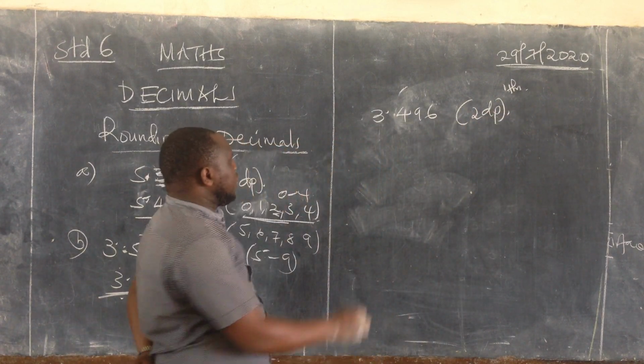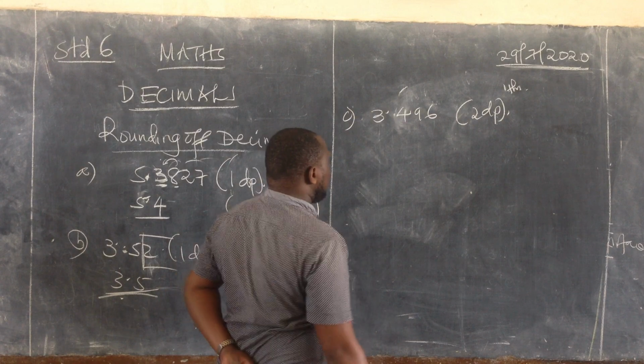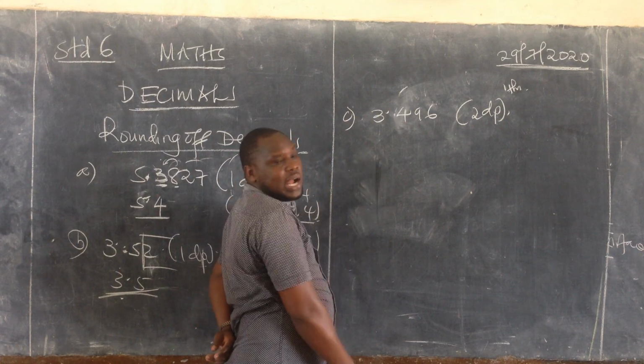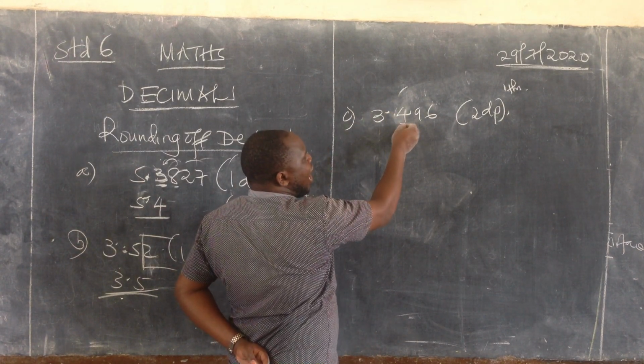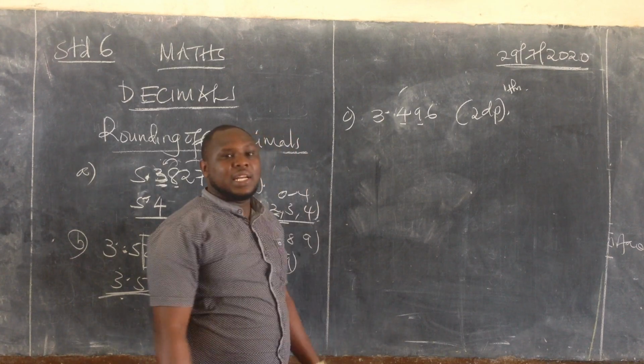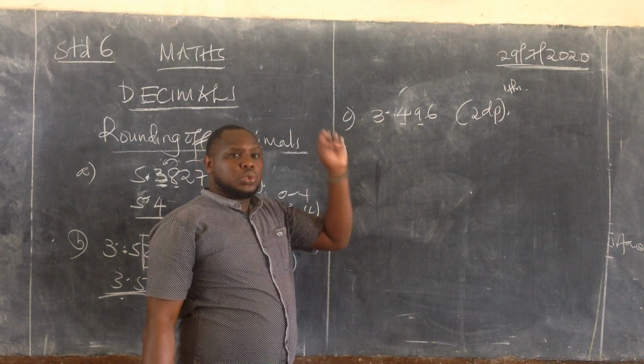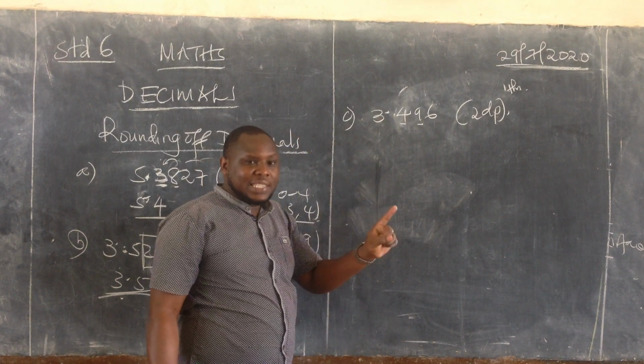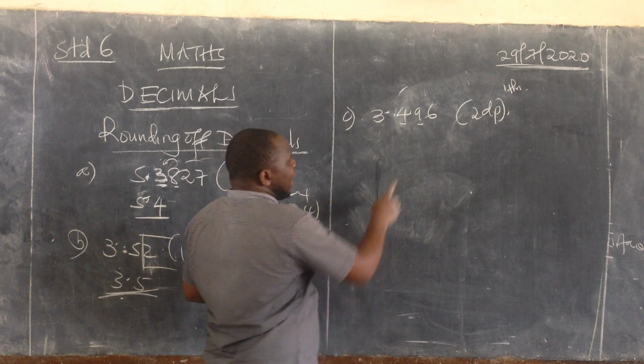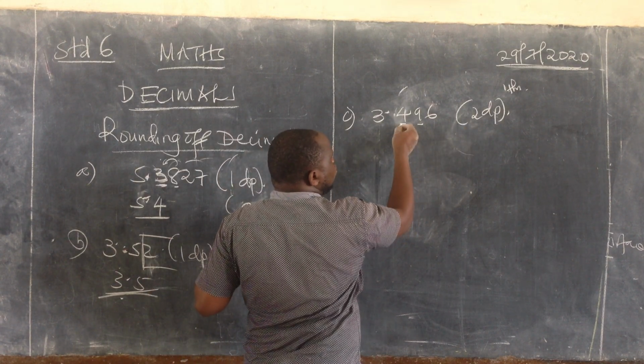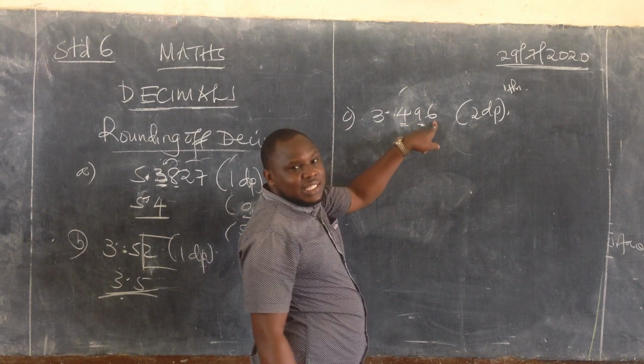So now what we're going to see is when you're told to round to a set number of decimal places. Counting after the decimal point 1, 2, you consider the third digit. Whatever you are told to round to, you count that and then move to the next digit. Here you are told 2 decimal places. You count 1, 2. Then look at the third digit.